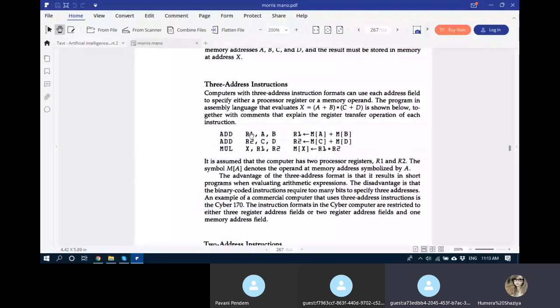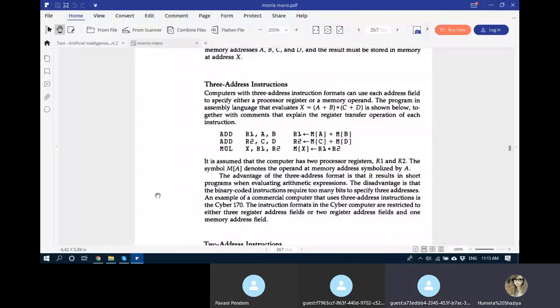What is R1 equal to M of A plus M of B? M is memory, A is the address, M of B, M is memory, B is another address. So you are adding the contents of two memory locations and their sum is transferred into R1. Then add R2 comma C comma D. What does this mean? This is like R2 equals M of C plus M of D.